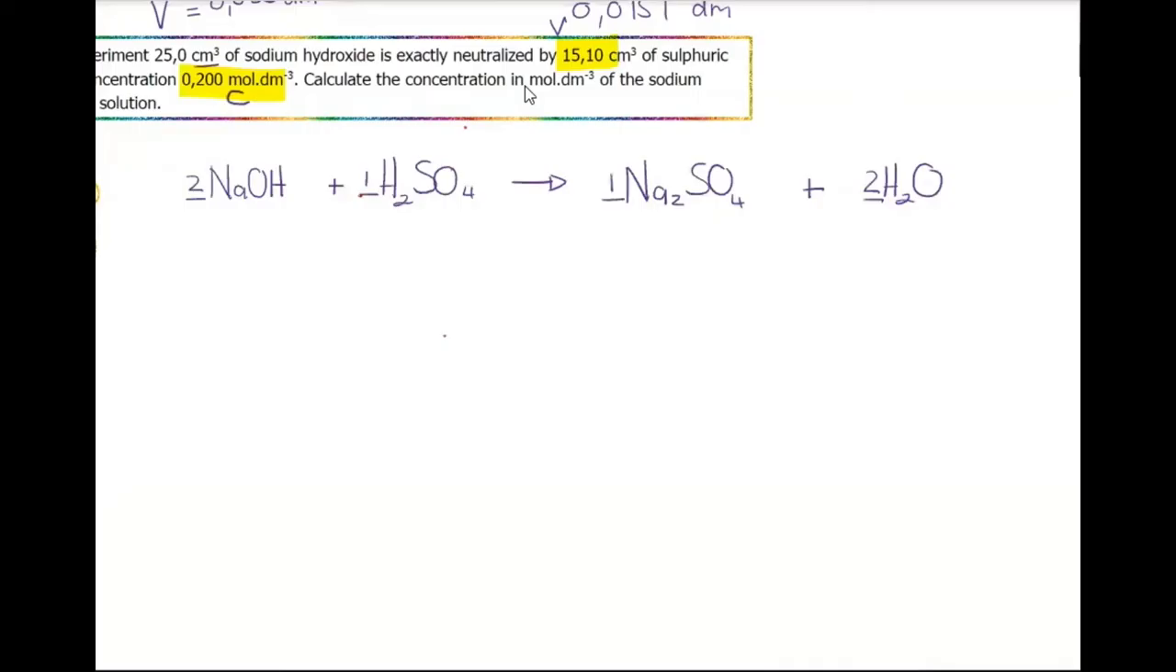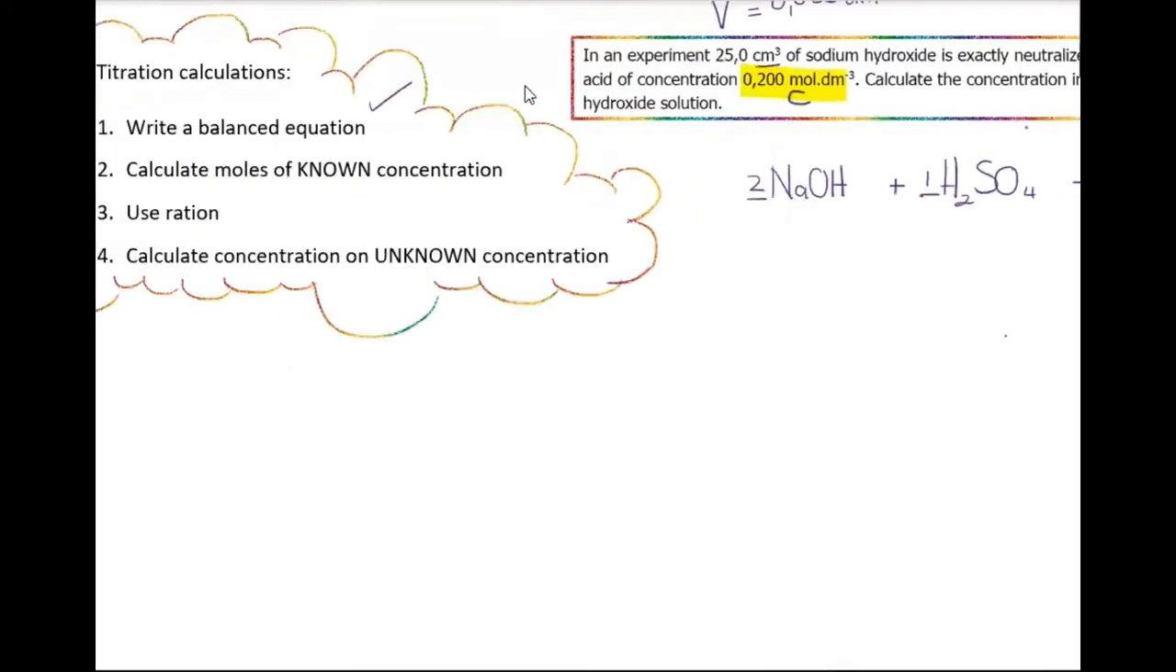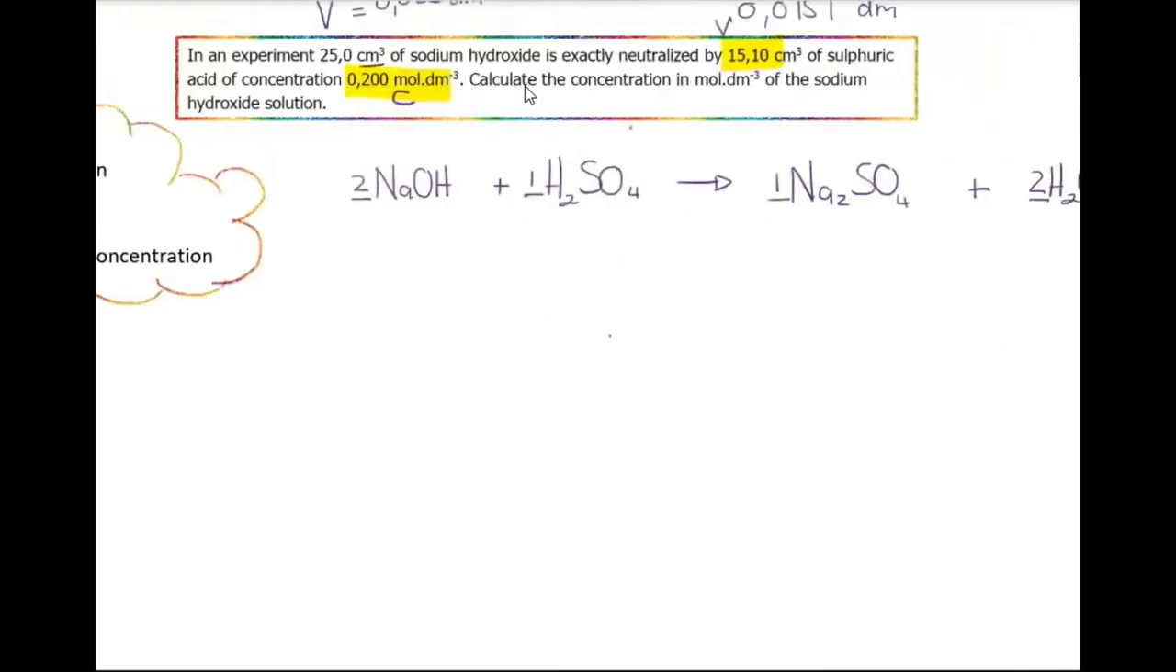So when you do your ratio, you remember to use them as either a numerator or denominator in your formula. So there's the first thing, balanced equation. Lovely. So we've done it. Calculate the moles of the known concentration. We know the concentration of the H2SO4.